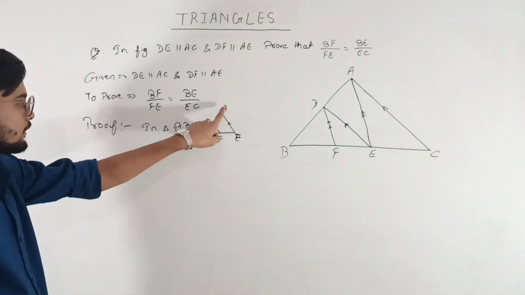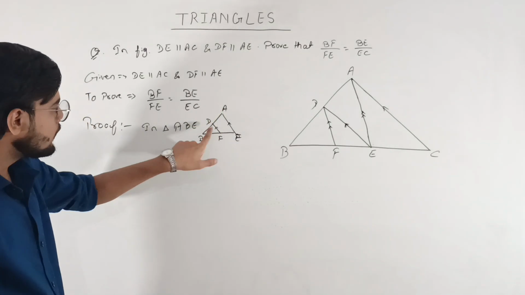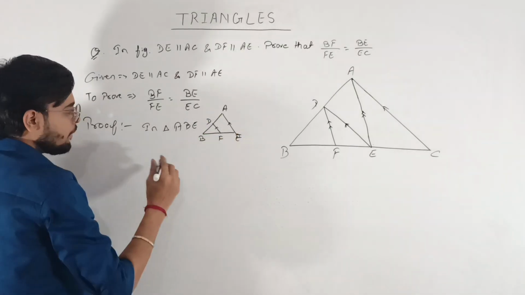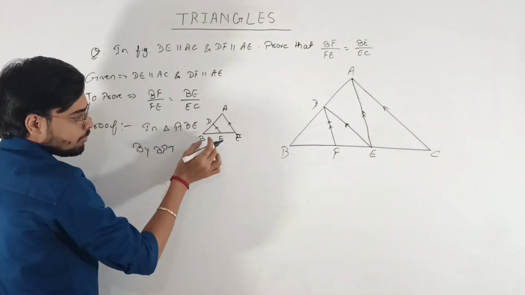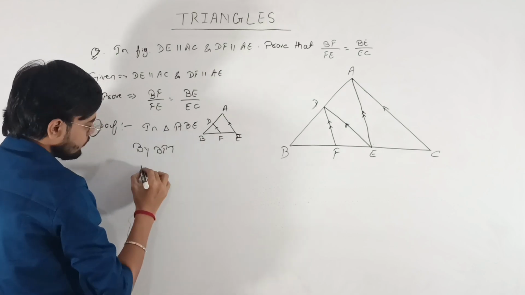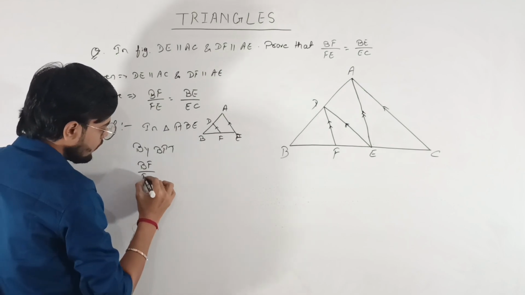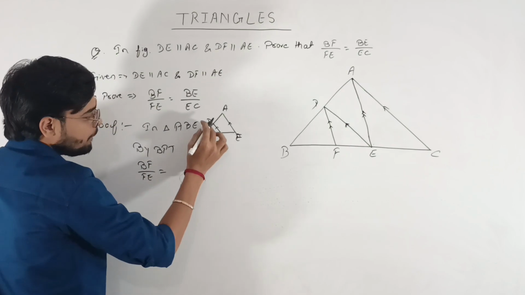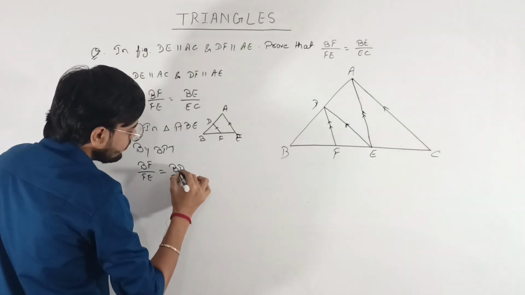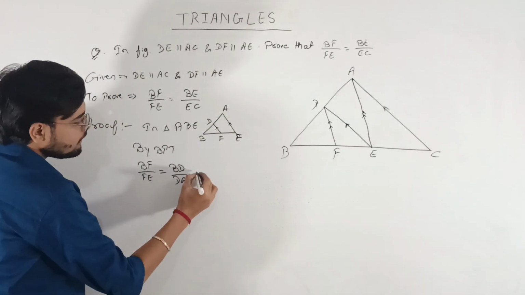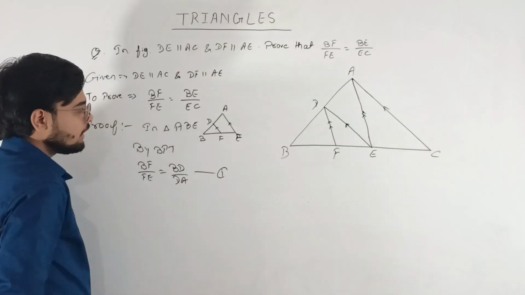So now look, this is triangle ABE. In this triangle, DF is parallel to AE. Then by BPT, what we write? BF upon FE is equal to BD upon DA. Okay, this is my equation first.